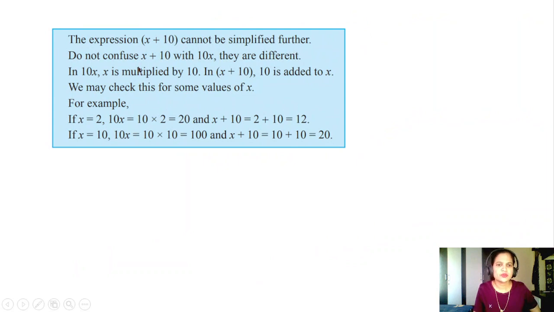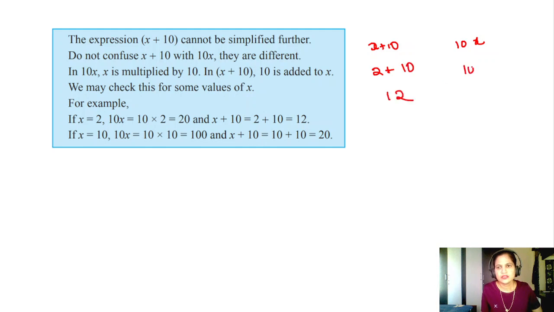Do not confuse x plus 10 with 10x. Let's put x equal to 2. x plus 10 is 2 plus 10, which is 12. 10x is 10 into 2, which is 20. Remember this, 10x means there is a multiplication sign in between them. That is 20 and 12, a big difference. Don't get confused with that.